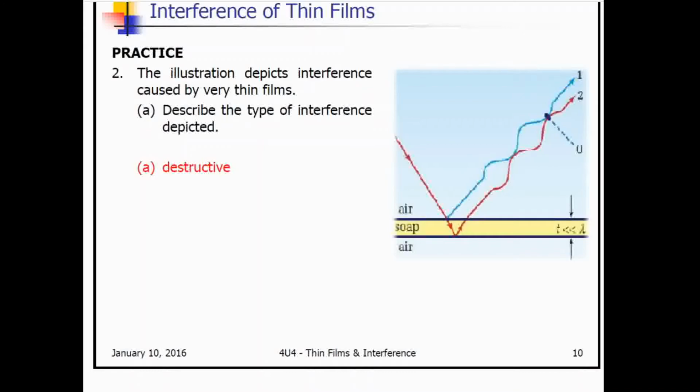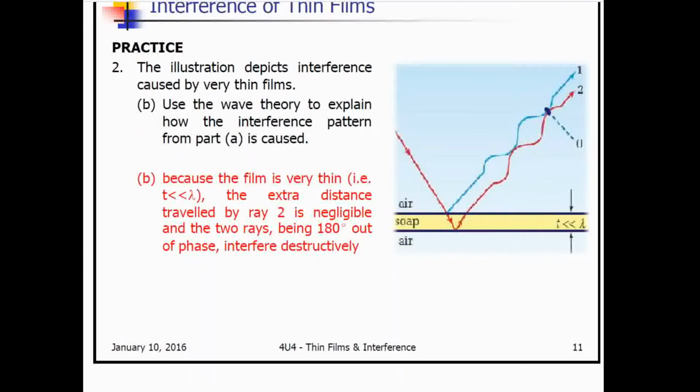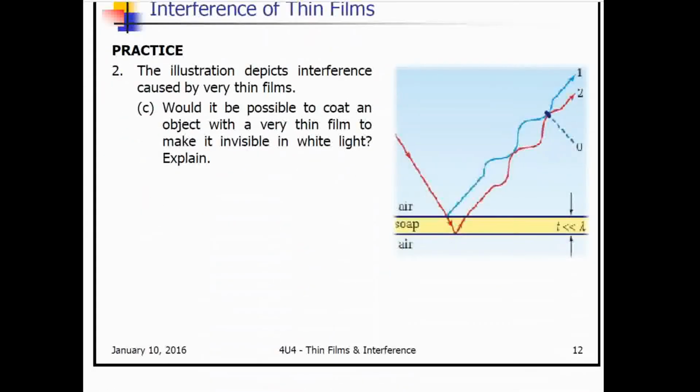Here we're asked what type of interference happens in this case, and because these patterns are basically 180 degrees out of phase, it would be destructive. Using the wave theory to explain how the interference pattern from part A is caused, we say because the film is very thin, the extra distance traveled by ray 2 is negligible, and the two rays are about 180 degrees out of phase, so they interfere destructively.